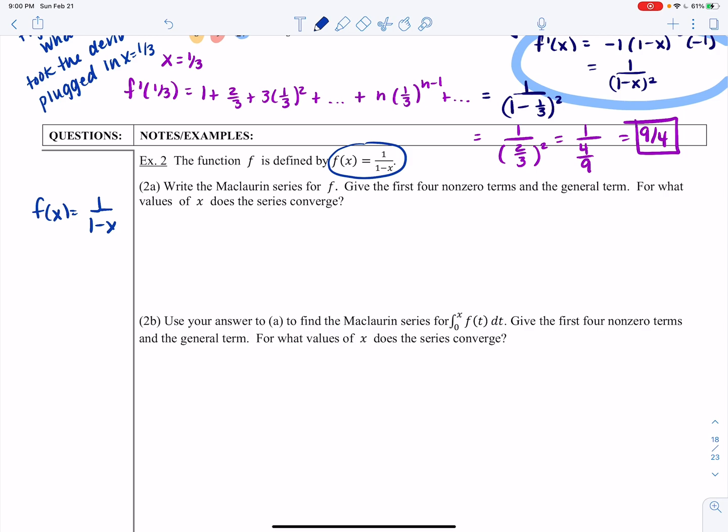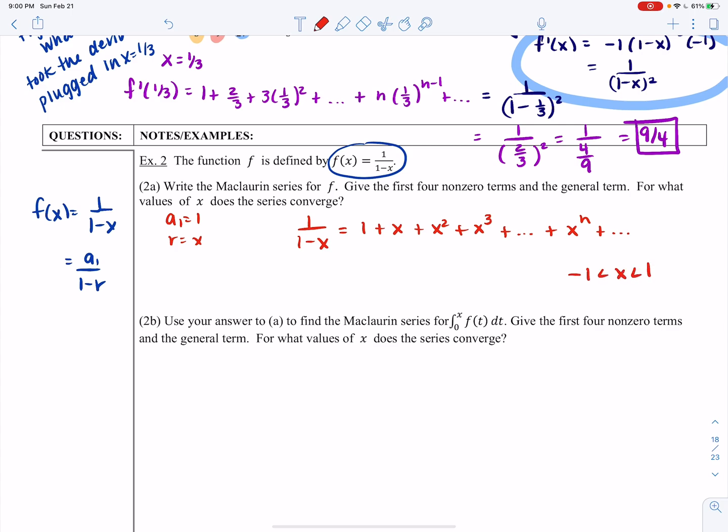So much so that I can say that the first term is 1 and the common ratio is x, just like we did before. So we're going to start by just writing the Maclaurin series. 1 over 1 minus x is now equivalent to 1 plus x plus x squared plus x cubed, and so on and so forth, x to the n. And this is actually good for negative 1 to 1, because remember that the common ratio must be less than 1 in absolute value, so therefore that means x is between negative 1 and 1. Okay, so this is our interval of convergence.